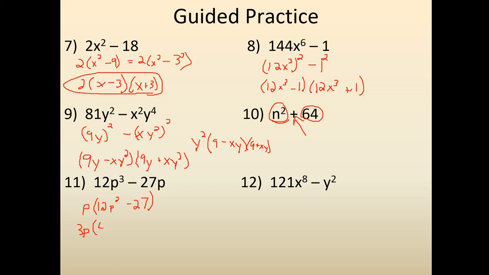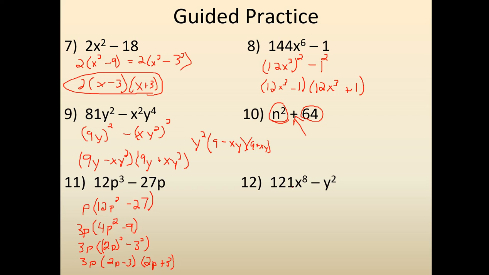12 divided by 3 is 4. So far that's good because that's a perfect square. And 27 divided by 3 is 9, another perfect square. So this can be rewritten as 3p times (2p squared minus 3 squared), or 3p(2p minus 3)(2p plus 3).